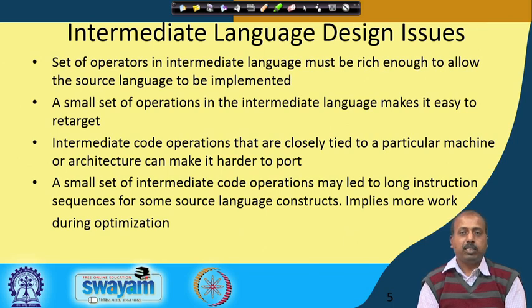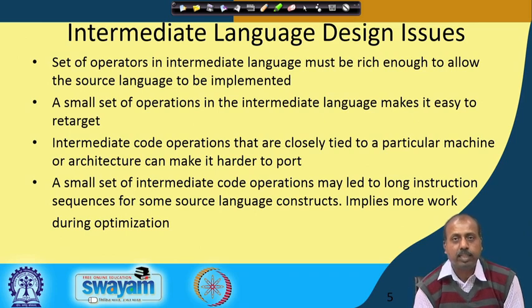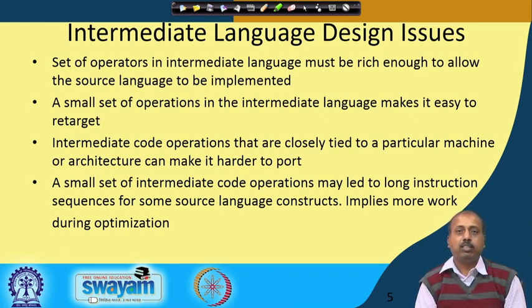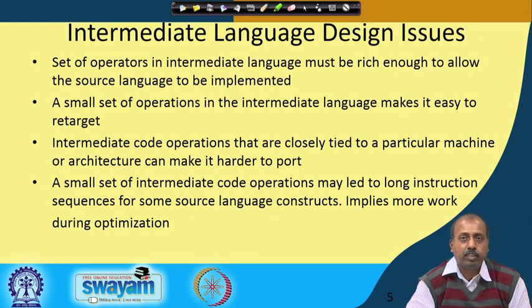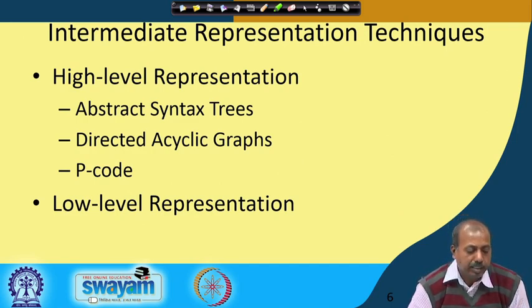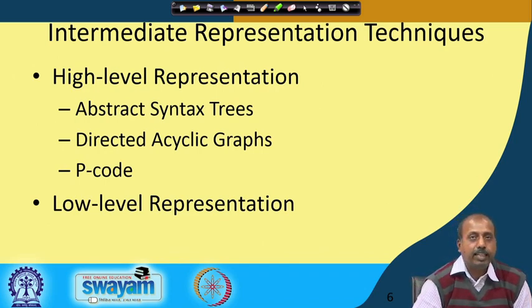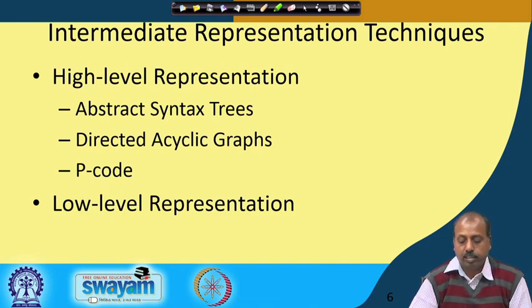So these are the issues that we have with this intermediate language design problem, and we have to do something. We have to select a language for this intermediate representation so that these issues are taken care of. So, intermediate representation techniques: we have high level representations like abstract syntax tree, directed acyclic graphs, and something called P code, and there are some low level representation techniques. So we will see slowly what these methods are.